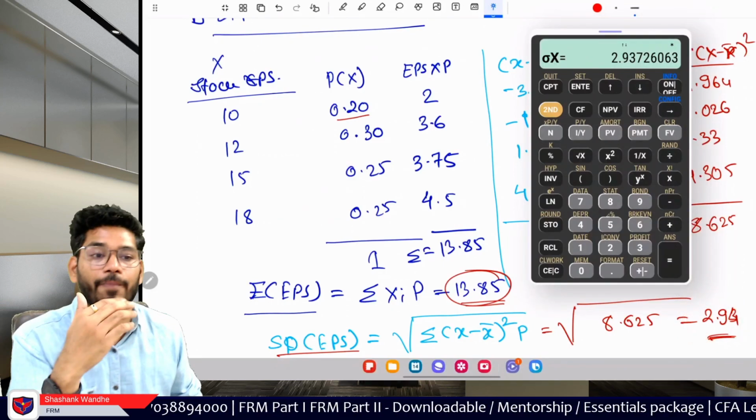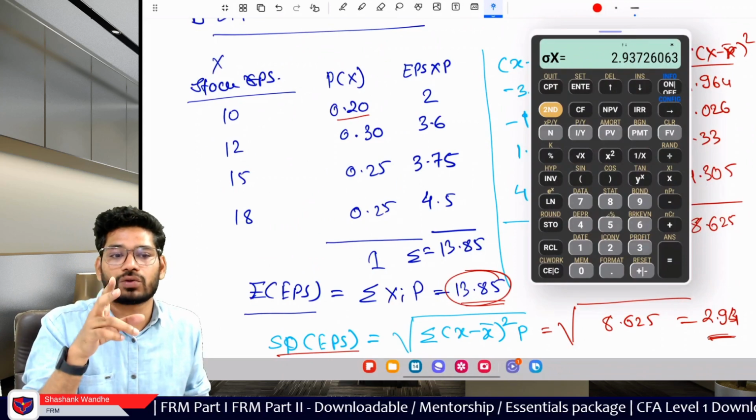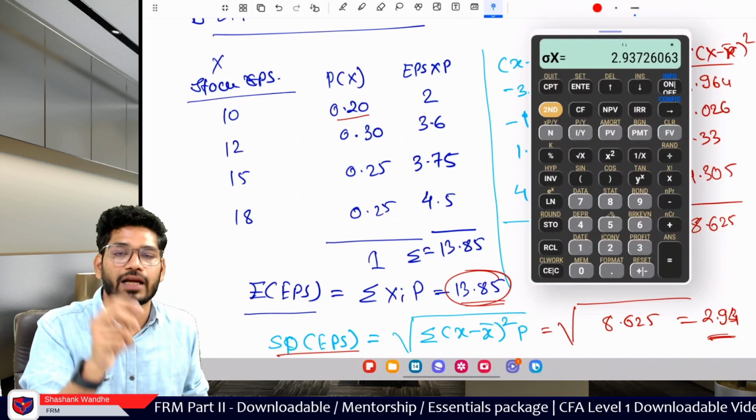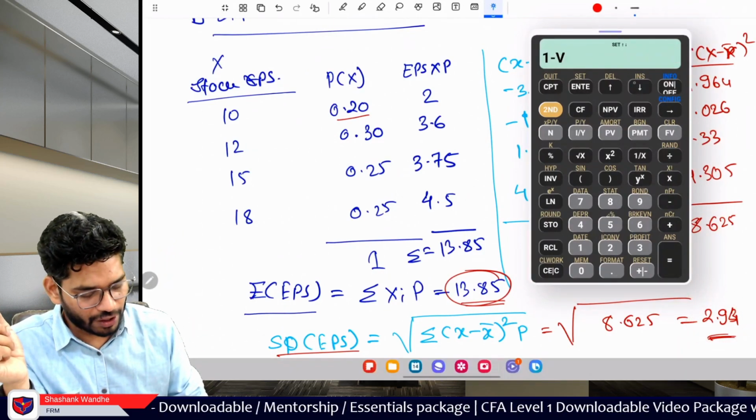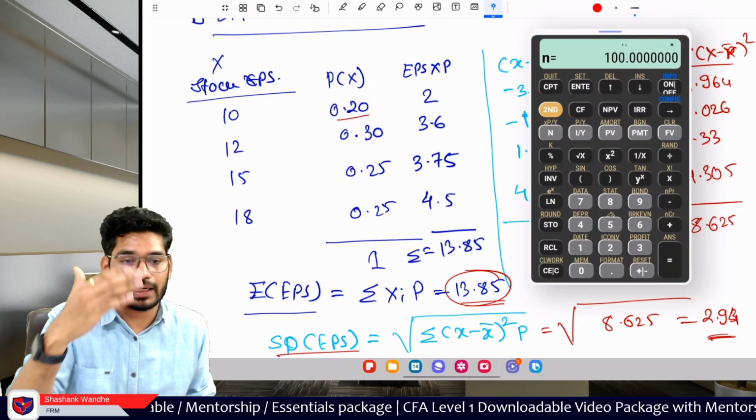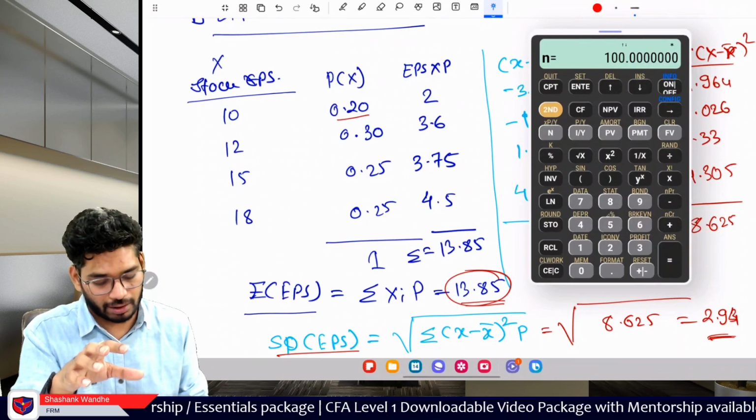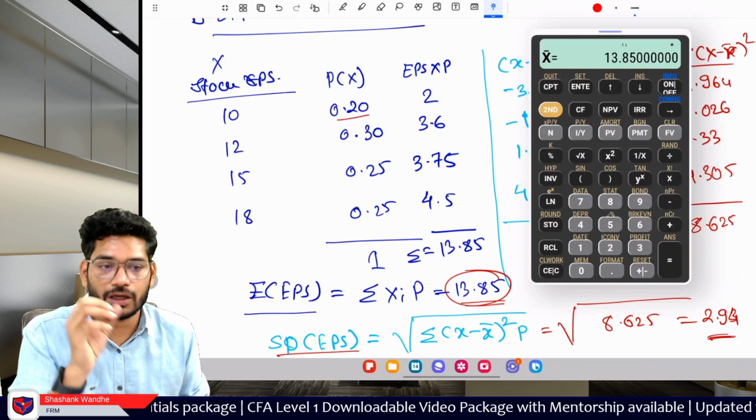Okay, so there is an approximation error. We approximated a lot of values, so that's why in the calculator the value is 2.937, which is again approximated as 2.94, and our standard deviation is 2.94. Rest of the values are not important for you. To make sure that your values are correct, simply look for n is equal to 100, and then these values. So in the exam, if you get this question, use the calculator.